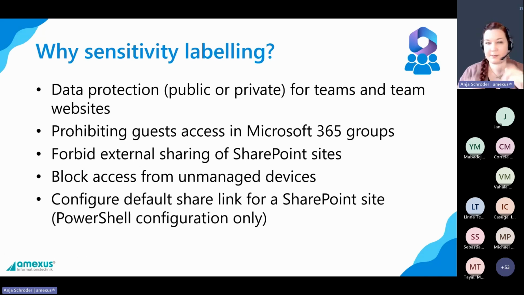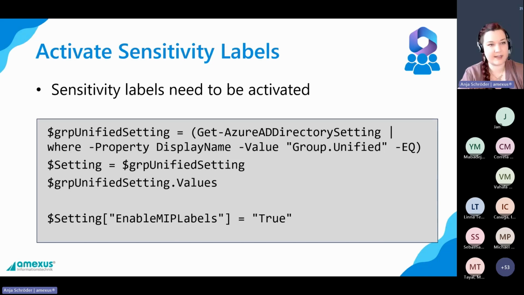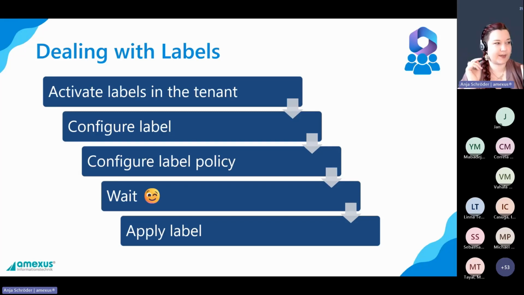So keep that in mind, but it's possible. So how to do that? You need to activate sensitivity labels in your tenant at first. So run these commands, and then they will be enabled. And then you have to activate them. Then you configure a label. Then you configure a label policy.